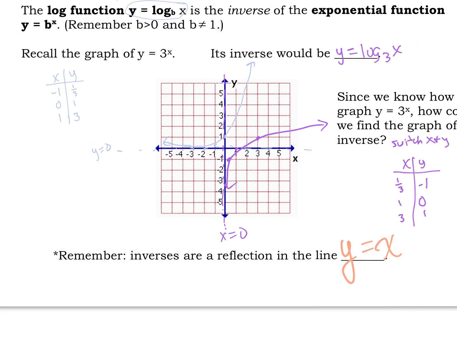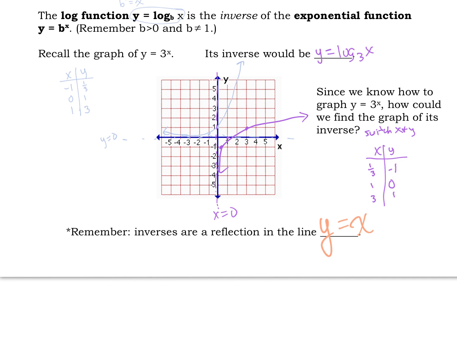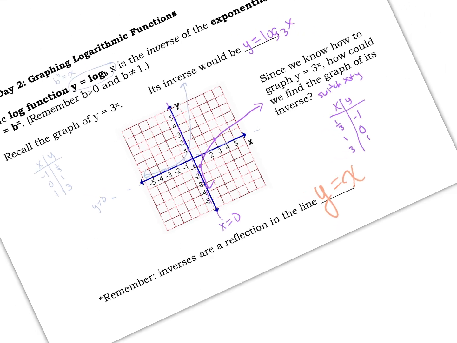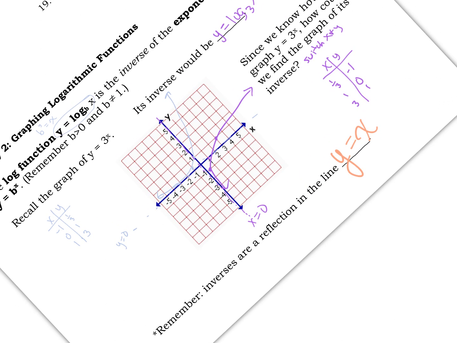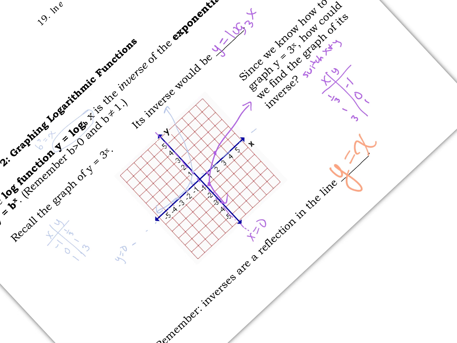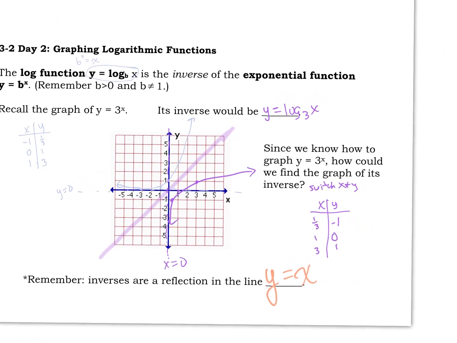So notice what this reminder here says. Remember, inverses are reflected over the line y equals x. So I'm going to draw in that line y equals x just to help you see. Do you notice between that blue graph and that purple graph, it looks like that's symmetric over that line. Okay, so that's showing us those are inverses of each other.